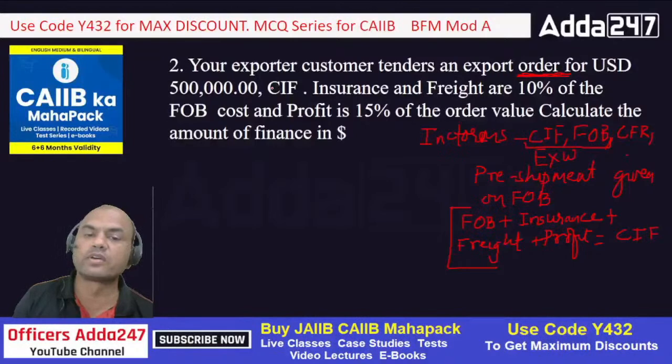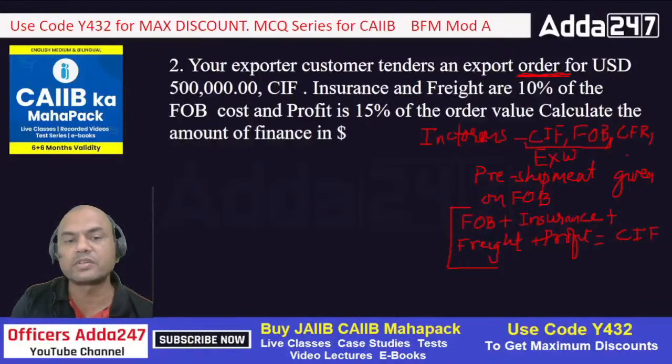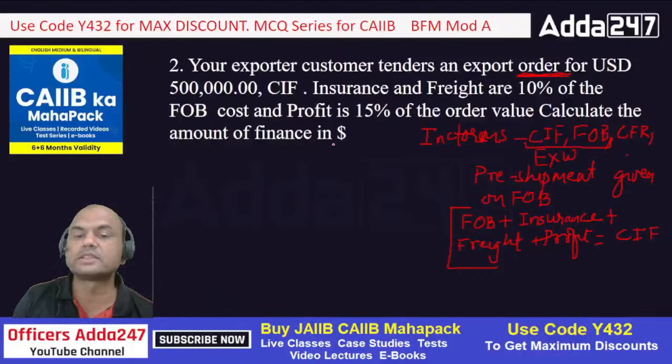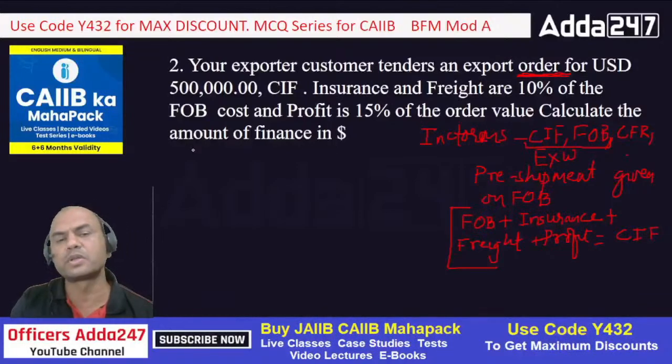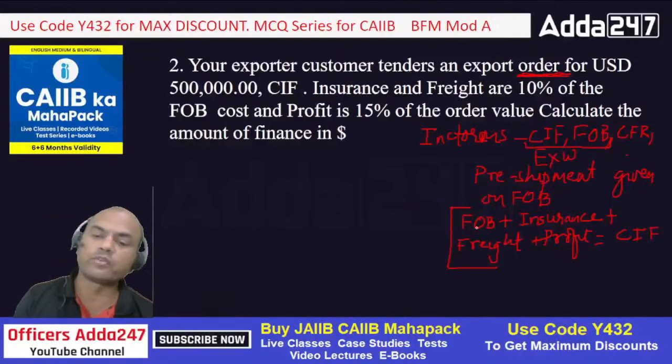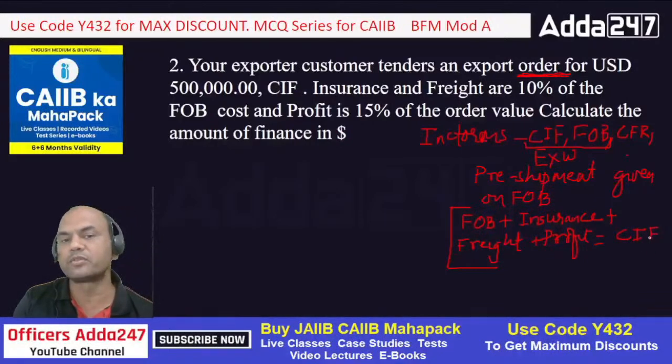So now what is given over here? CIF is 5 lakhs. Insurance and freight are 10% of the FOB cost and profit is 15% of the order value. Calculate the amount of finance in rupees. Means how much finance should I give to this customer? So now follow this equation: FOB plus insurance plus freight plus profit equals CIF.